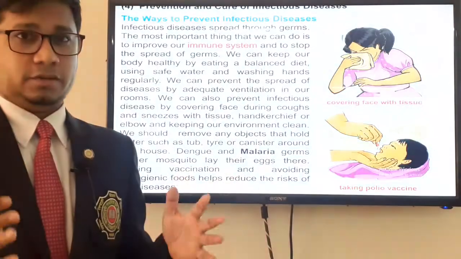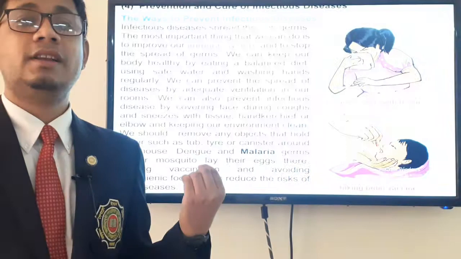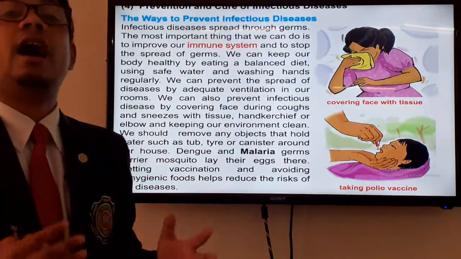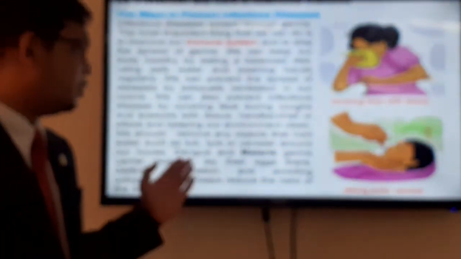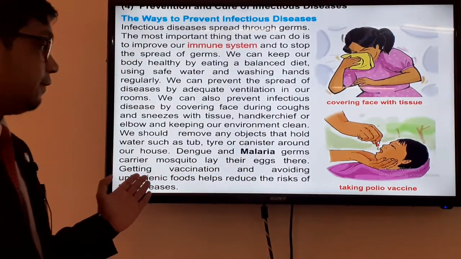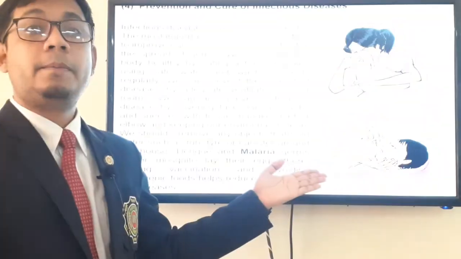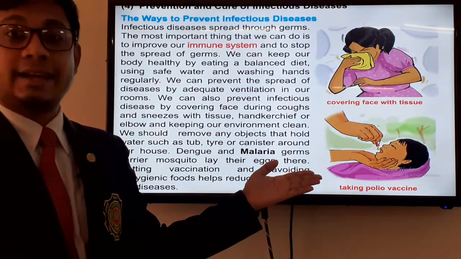The number of mosquitoes will increase, and what will happen? If the number of mosquitoes increases, what will happen? Mosquito bites will spread different types of diseases like dengue, malaria, and others, which are doing a lot of damage nowadays to our health. Dengue and malaria germ-carrying mosquitoes lay their eggs on stagnant water. So we should not keep any pots or any objects that hold stagnant water.